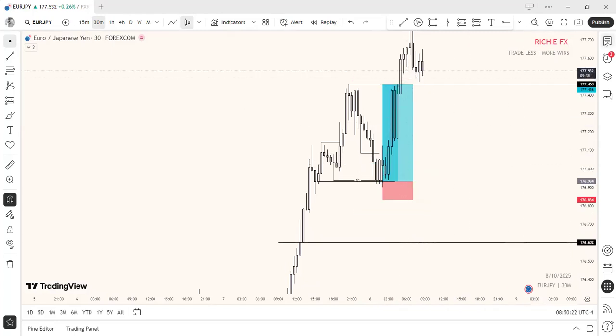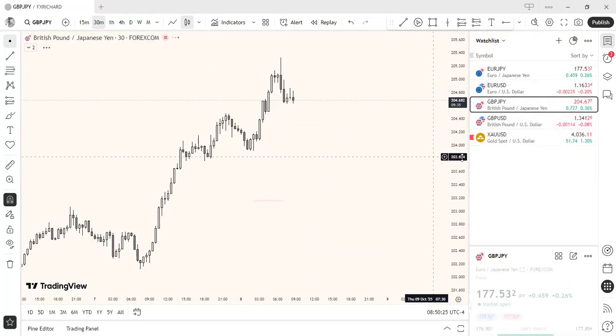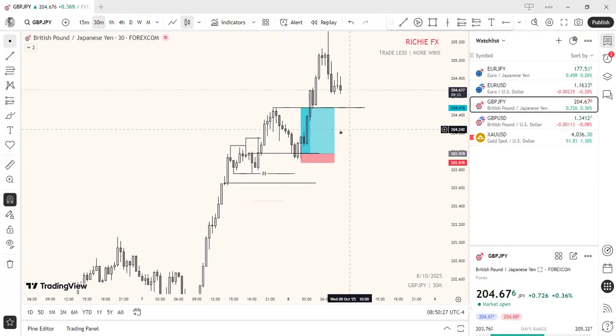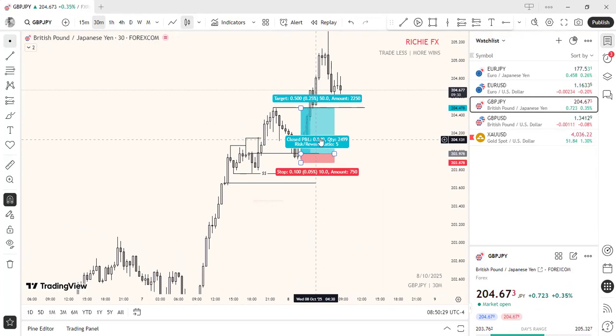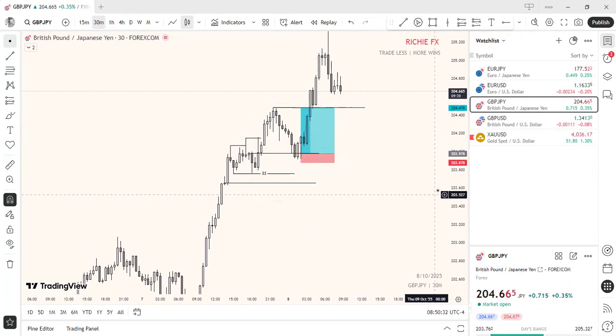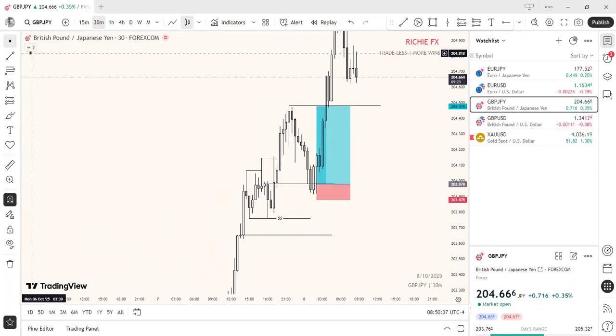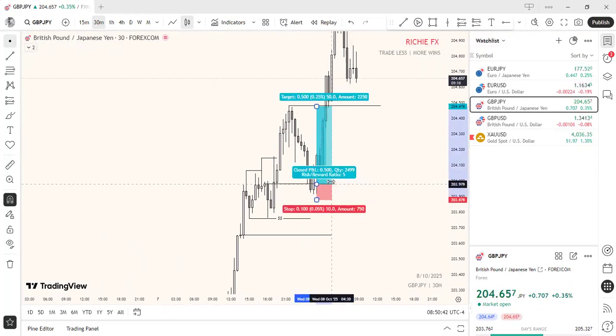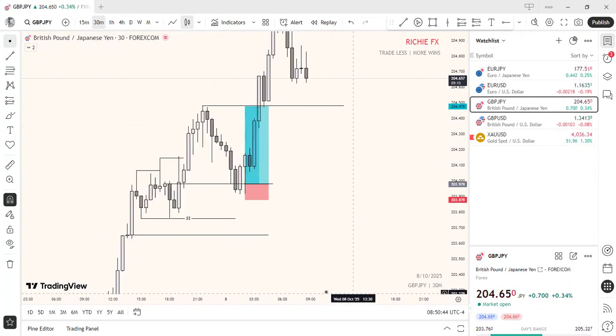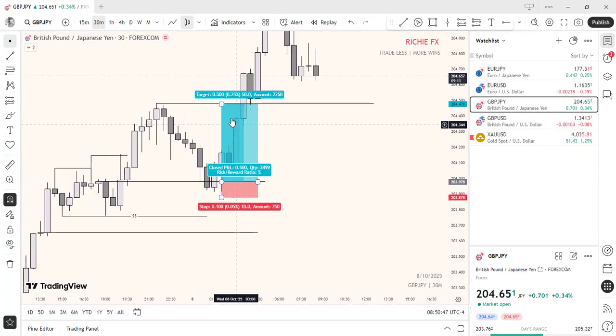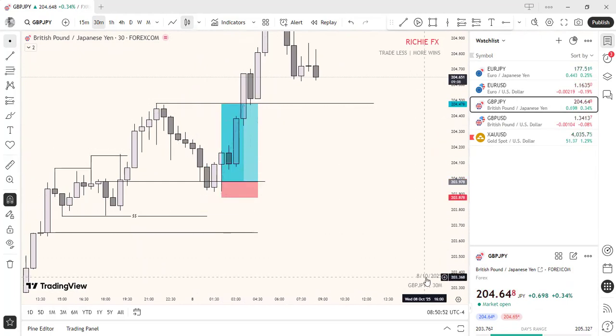And when we go to GBPJPY, this was the trade that I took in the morning. This one was also 1 to 5 in terms of risk to reward. This trade was very beautiful. They all happened during the London Open this morning. So if you are watching this video in the evening, this trade happened in the morning, because today is 8th of October 2025, and this was the time window that I got the trade.